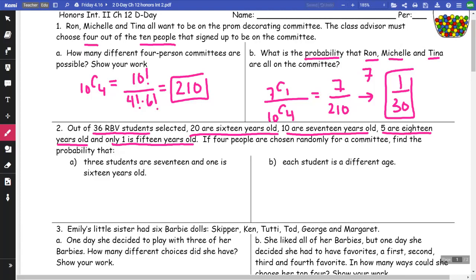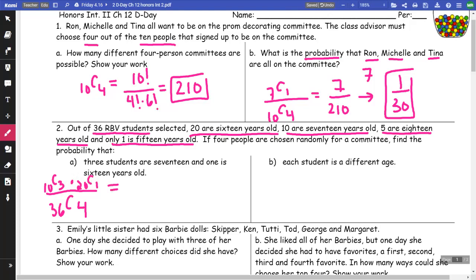So my denominator is going to be 36 choose 4. We want to know the probability that 3 students are 17 and 1 student is 16. So 3 students are 17, there are 10 17-year-olds, so that's going to be 10 choose 3. And it's going to be multiplied, because this is 4 people total. So far I only have 3. My other person is going to be 1 16-year-old, and there are 20 16-year-olds, so it's going to be 20 choose 1.